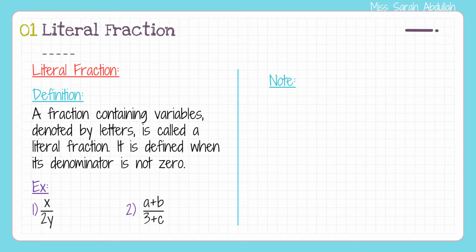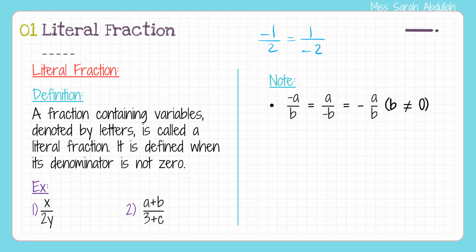Now there is a little note about fractions in general. If you have negative a over b, it is the same as a over negative b, and it is the same as negative outside the fraction, negative a over b. Of course, b should be different from 0. If I want to give an example, negative 1 over 2 is the same as 1 over negative 2, and it's the same as negative 1 over 2.